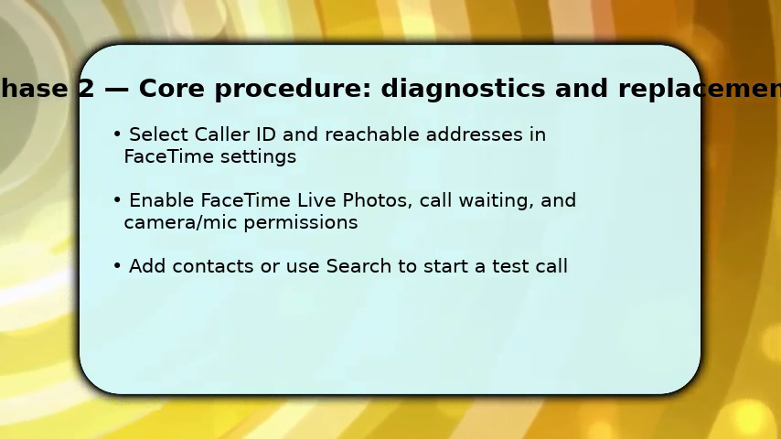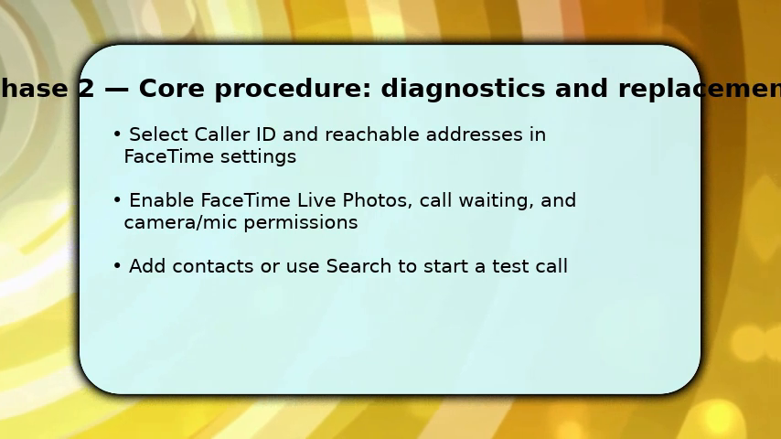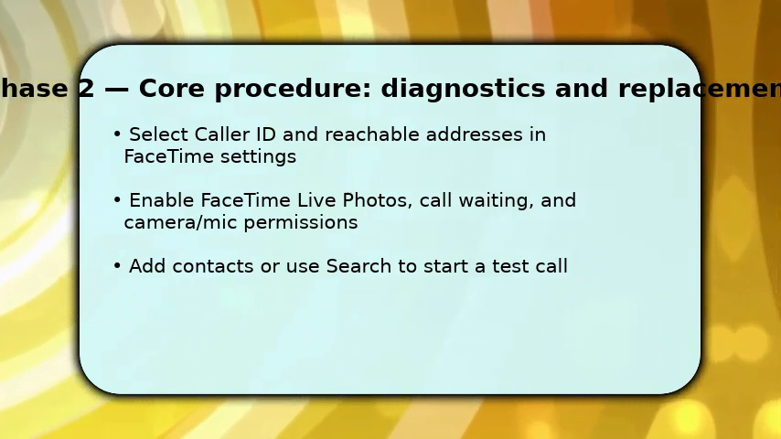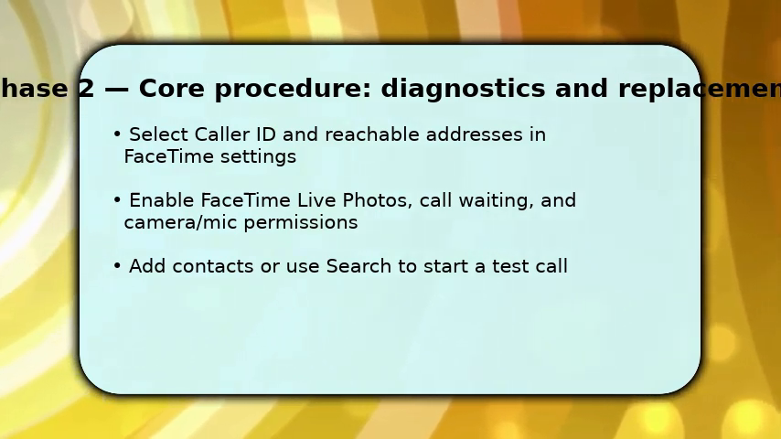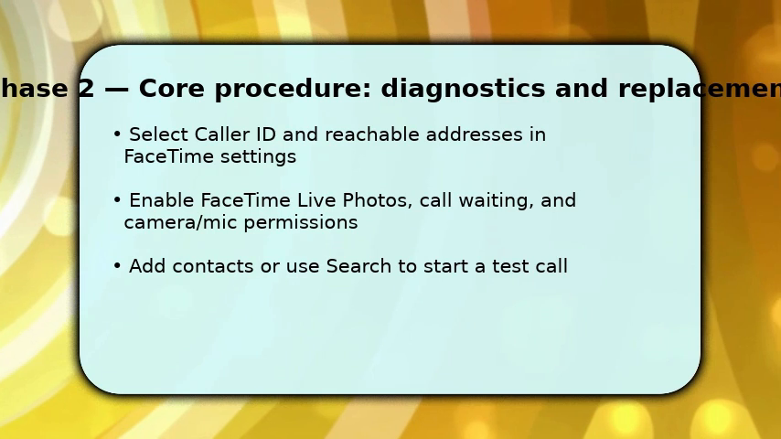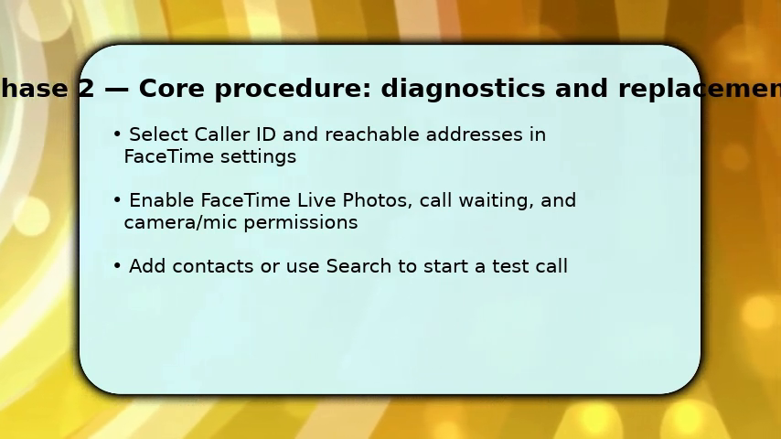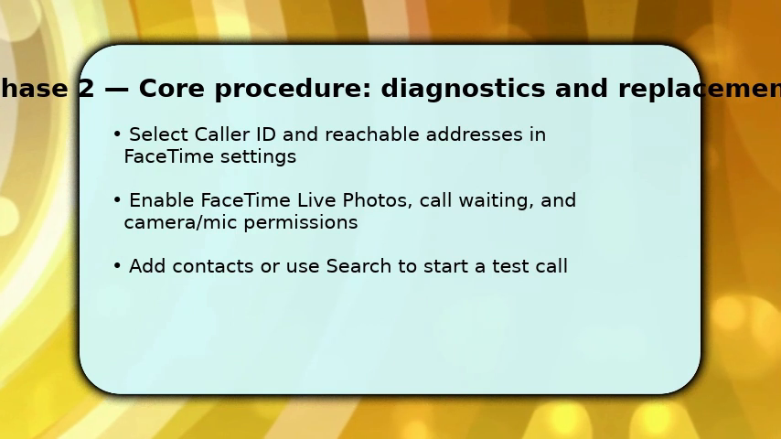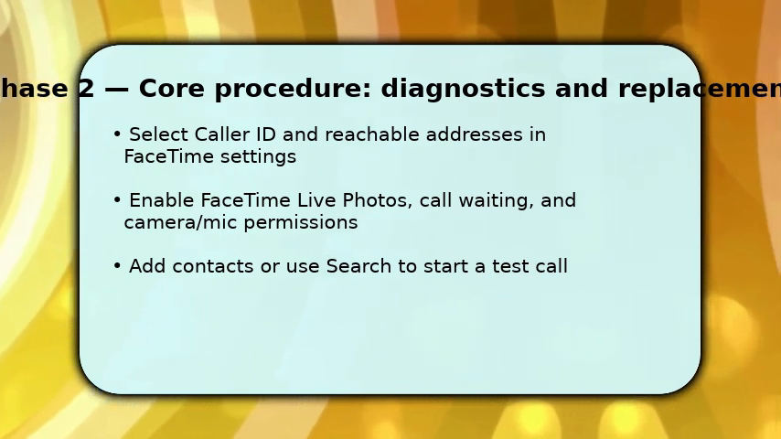In FaceTime settings, choose your caller ID. Pick a phone number or primary email so recipients recognize you. Also enable FaceTime Live Photos if you want snapshots. Make sure camera and microphone permissions are allowed so audio and video work.